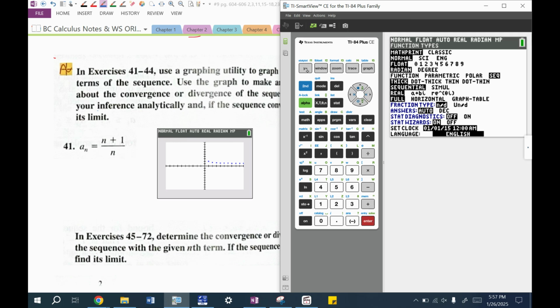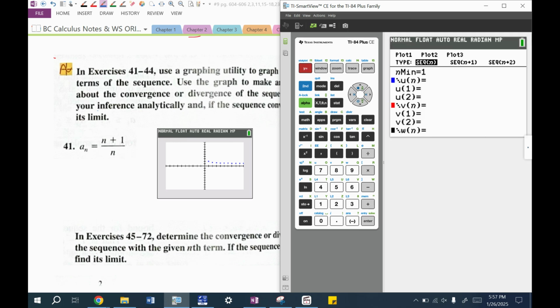Press y equals and it'll look different. So now y equals looks like this. And I will say, I don't use this very much, so I don't know what all of this stuff necessarily is for. I could probably play around with it and guess, but I do know that we're going to type our sequence in here. And to do n plus 1 over n, you can still use the alpha y equals. You can still use the fraction key. Or if you don't use that, you need to use parentheses.